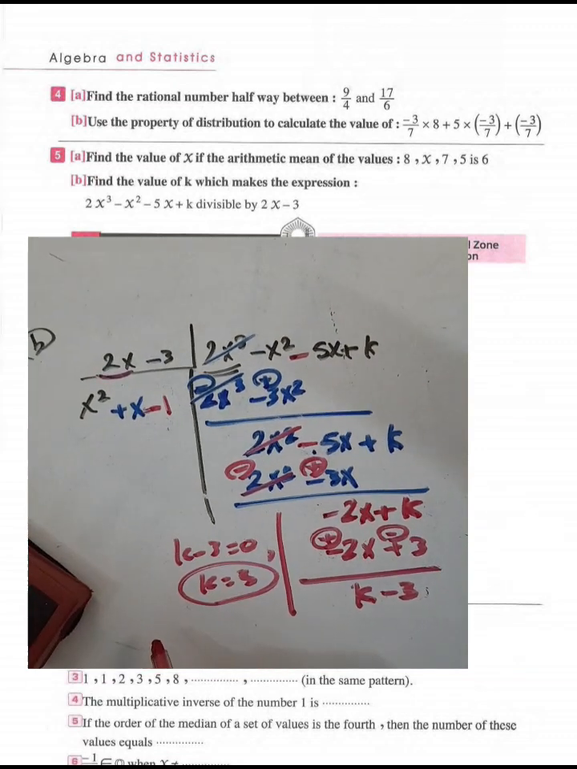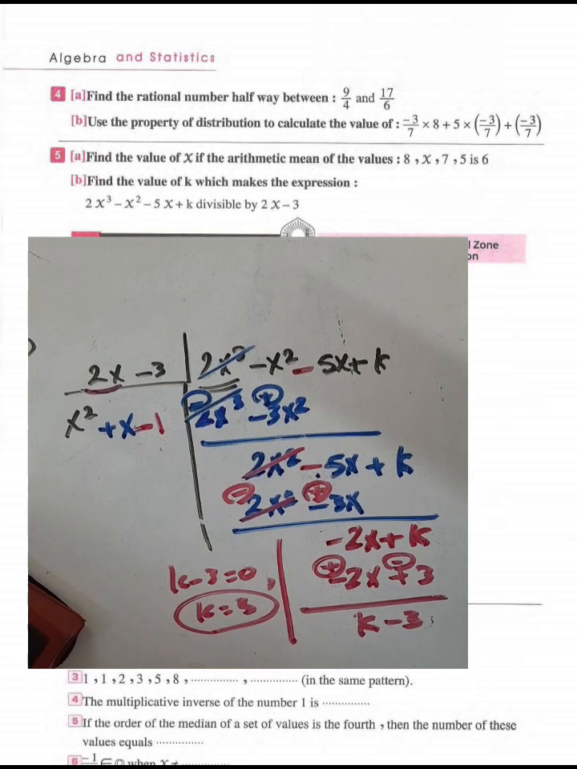It's the value of k, because this expression can be divided by 2x minus 3.